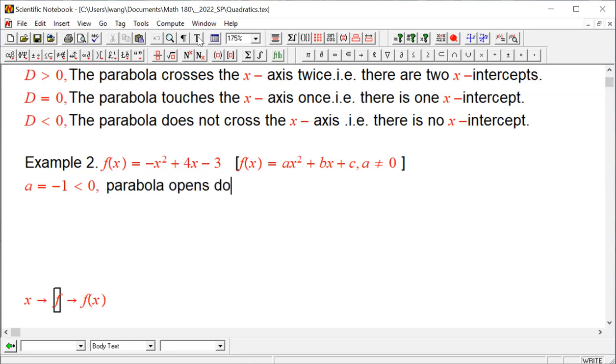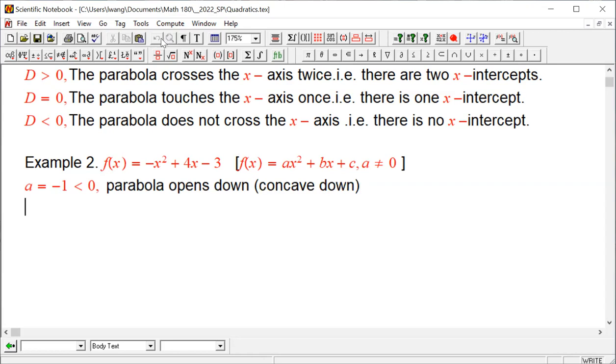If the parabola opens down, we know that it will have a highest point, right? So that will be our vertex, okay? So we understand that. And we also call it concave down, okay? That's concave down.